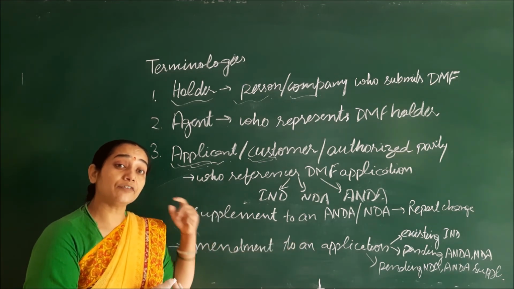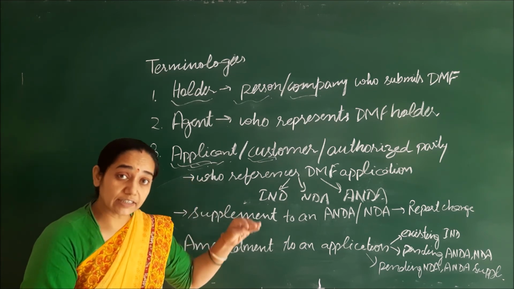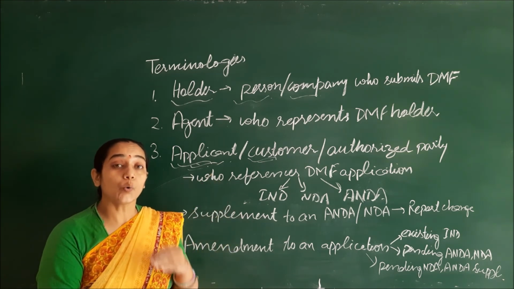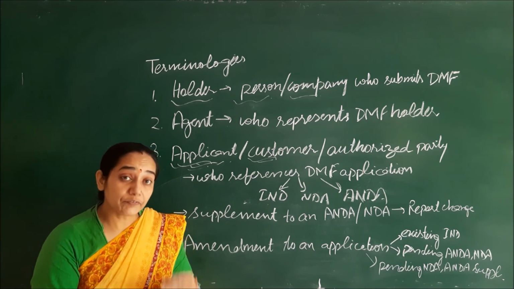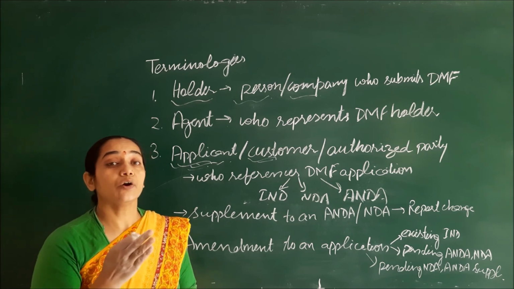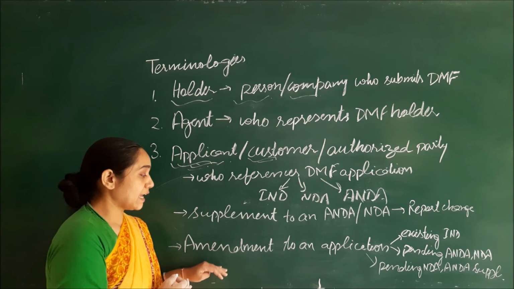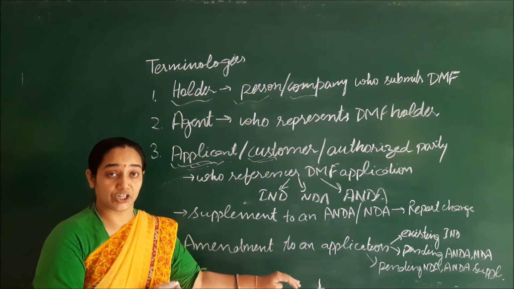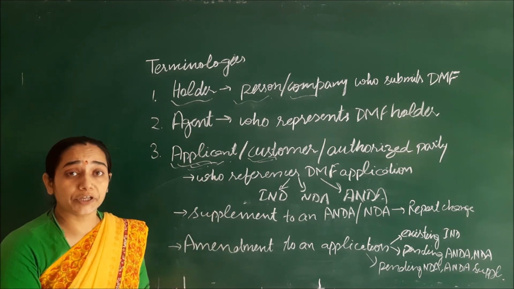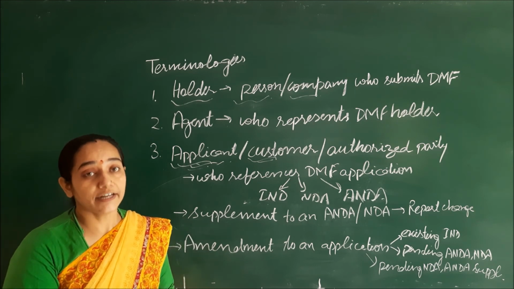It will be a supplement for the information. If the submission has already been done once and the review authority has again made certain queries, then to answer that we will again supplement the information. Then it will be a pending ANDA or NDA supplement for that particular query, and these will be termed as amended applications. So these are the different terminologies which are going to be used in the DMF while applying for the DMF.